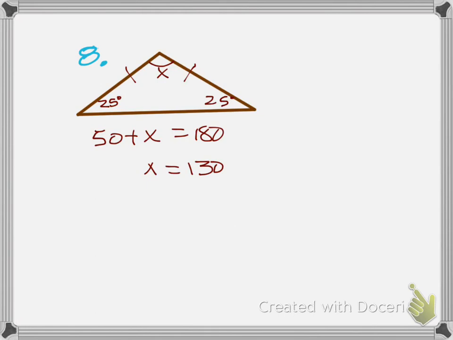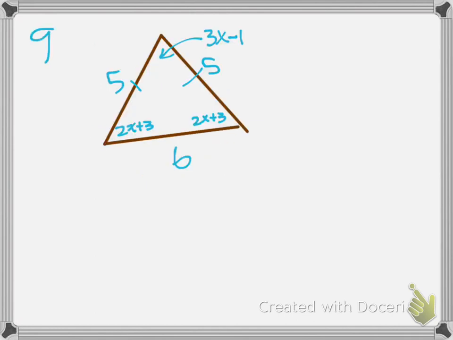Now take a moment and look at number 9 and give that one a shot. So number 9 also gives us an isosceles triangle. We know it's isosceles because we're told that the two sides are 5 units long. So the legs of the triangle are 5. We're also told that the base of the triangle is 6. None of that really matters to us because we're trying to figure out what x is, and x has to do with angles. So remember, a base angle equals a base angle, so not only do we have 2x plus 3 over here on this angle, but this angle will also be 2x plus 3.